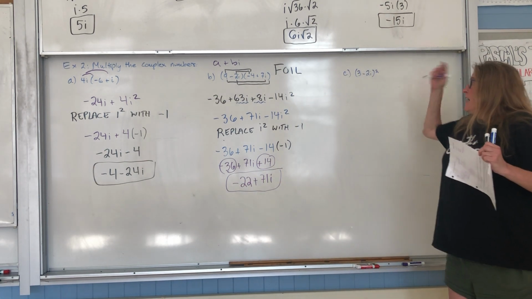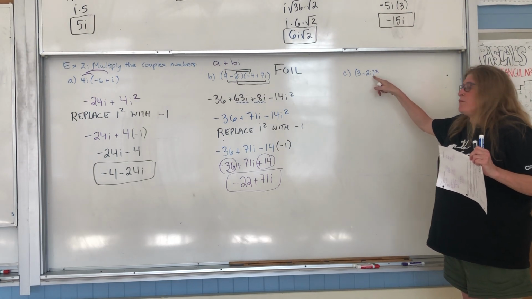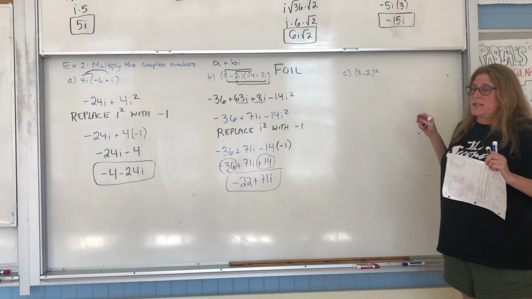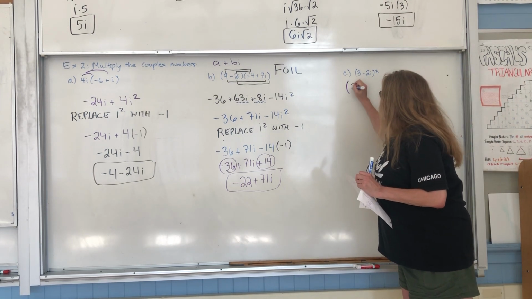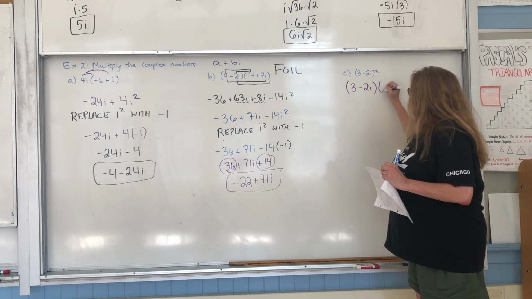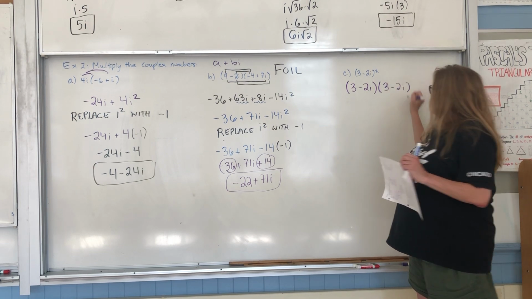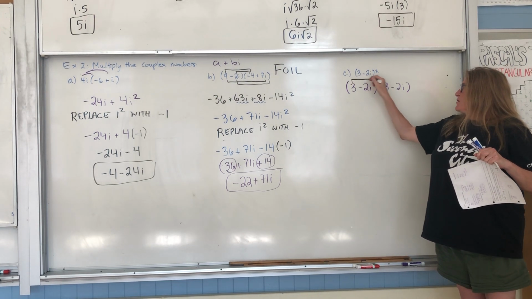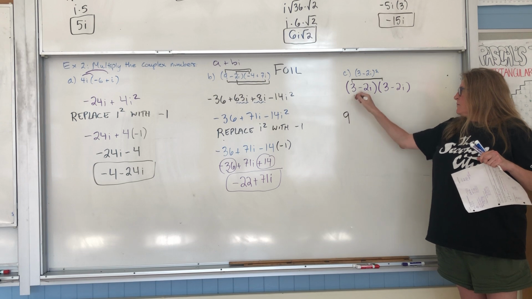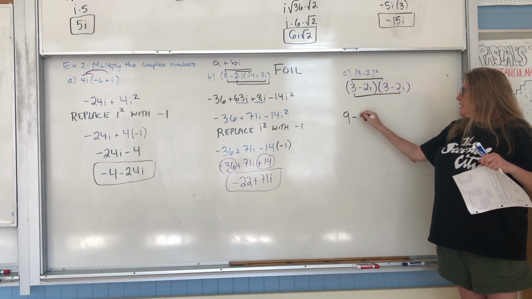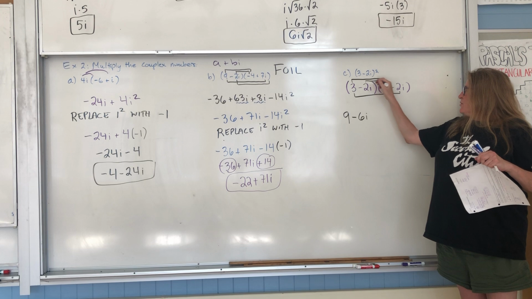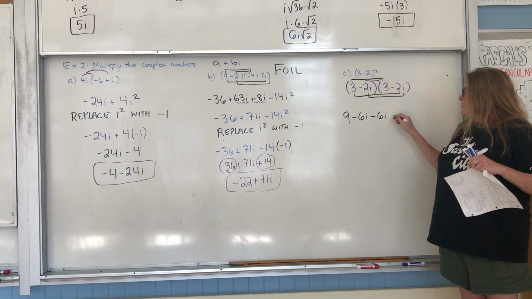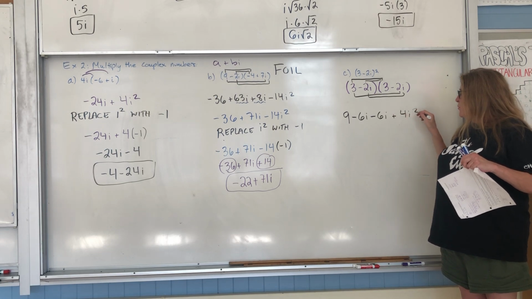Okay, guys, everyone's tempted here to just square the 3 and square the minus 2i, but we know that's not what the quantity 3 minus 2i squared means. What it means is 3 minus 2i times 3 minus 2i. So let's FOIL this. We have to FOIL it. So 3 times 3 is 9. 3 times negative 2i is minus 6i. Negative 2i times 3 is also minus 6i. And negative 2i times negative 2i is plus 4i squared.